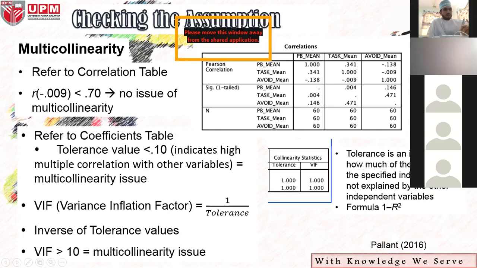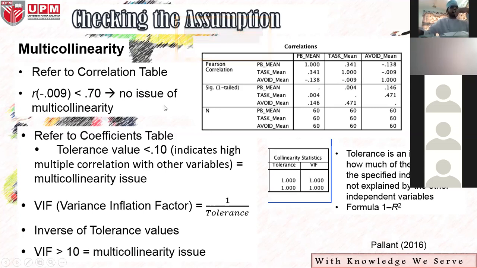When you are going to check for the multicollinearity, make sure you check the R value for the relationship between IVs. In this case, we have two IVs, task oriented coping and avoidance. So the R value is negative 0.009. Not this one, this one, the relationship between IVs. The R value equals negative 0.009, lesser than 0.7. So we can conclude that there is no issue of multicollinearity, meaning that our data set, our results are valid.